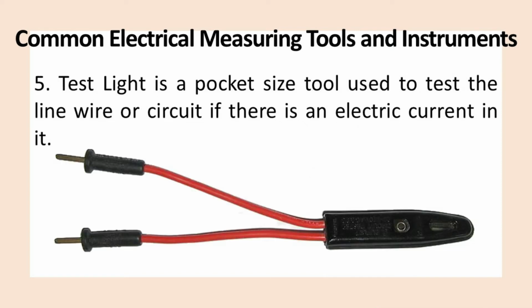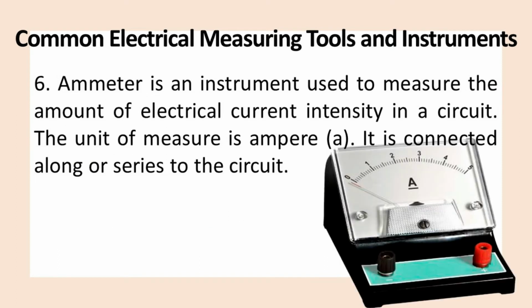Number 5. Test light. Test light is a pocket-sized tool used to test the line wire or circuit if there is an electric current in it. Number 6. Ammeter. Ammeter is an instrument used to measure the amount of the electrical current intensity in a circuit. The unit of measure is ampere. It is connected along or in series to the circuit.